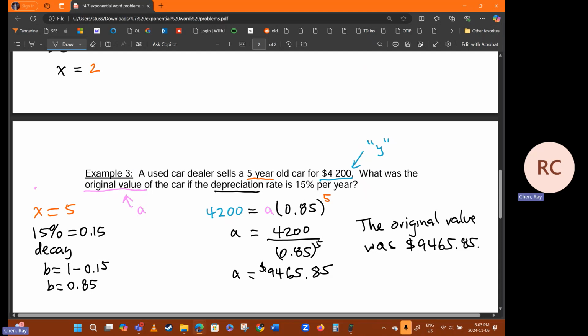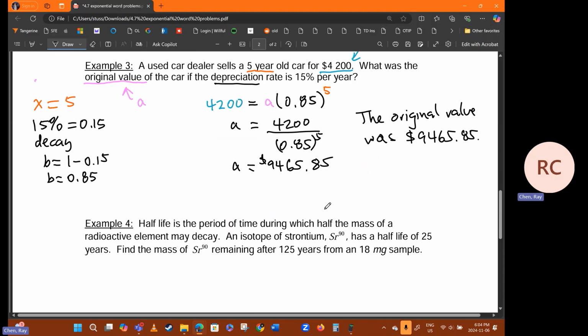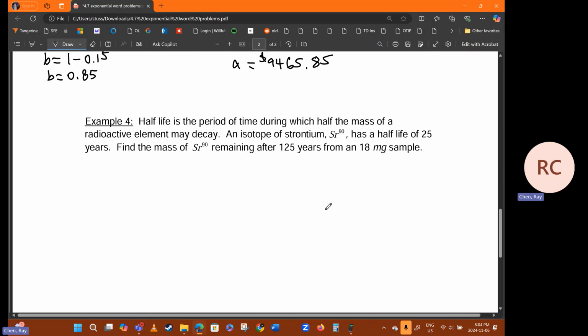Our fourth example. I tend to teach this as a half-life problem. Let's read it. Half-life is the period of time during which half the mass of a radioactive element may decay. An isotope known as strontium-90, SR90, has a half-life of 25 years. Find the mass of strontium-90 remaining after 125 years from an 18 milligram sample.